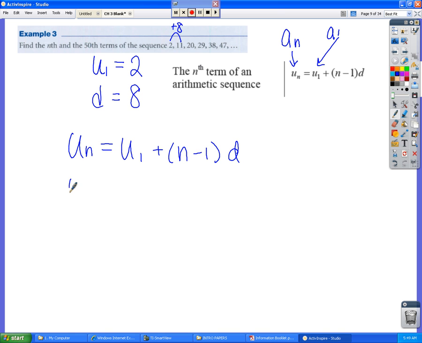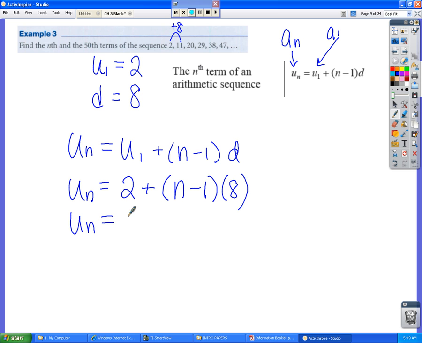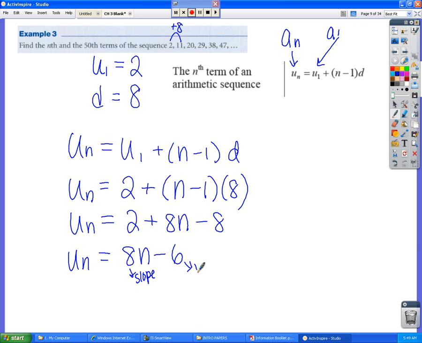So a lot of this is really just you substituting in formulas and hopefully being able to figure everything out. So I wanted to find the nth term, so that would be 2 plus n minus 1, the common difference being 8. A lot of times they'll simplify it so that it looks like y-intercept form. So you'll notice if I distribute the 8, I actually get that u sub n is equal to 8n minus 6. Looks just like a linear function because it is. This is your slope, which is the same as the common difference. This is your y-intercept, which is the same as u of 0.